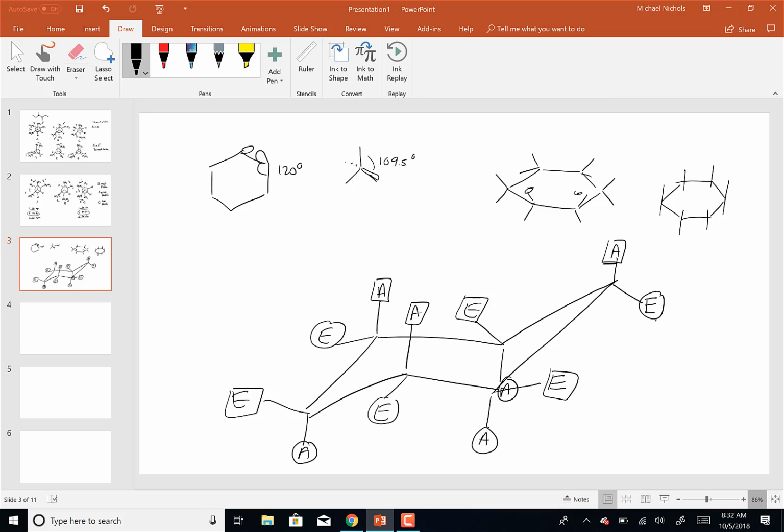Because of cis and trans. Cis means that the groups are on the same side of the ring, and trans means that two groups are on opposite sides of the ring. So now we have cis and trans in a slightly different context, although they still mean the same thing: same side, opposite side. But now I've changed the rules so that it's a cyclohexane or cycloalkane ring versus a double bond.